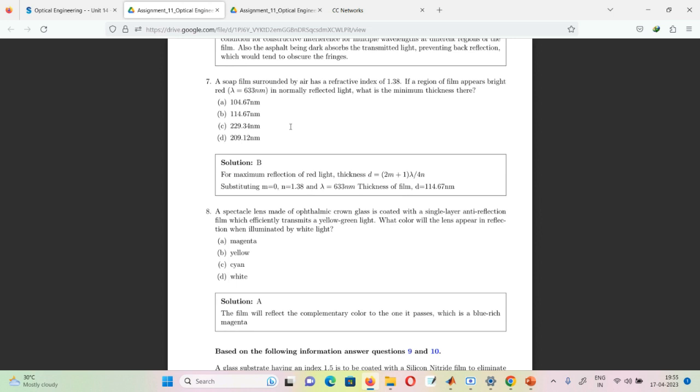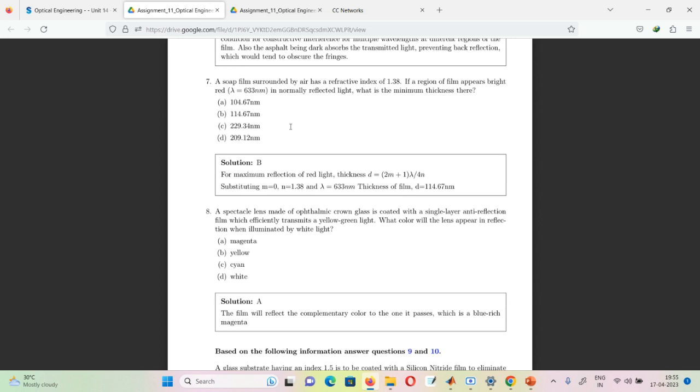But my soap bubble is giving a similar condition. It is giving a bright red appearance. What should be the thickness of my soap bubble? What will be the answer? Now you cannot take lambda by 4 here, because lambda by 4 will give us 114.67, that is less than 500. So a soap bubble cannot be formed less than 500 nanometer. That's the condition which I am giving. It's not true, but I am saying.